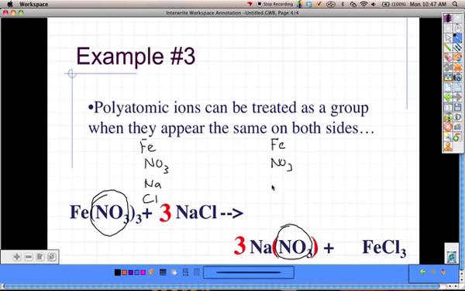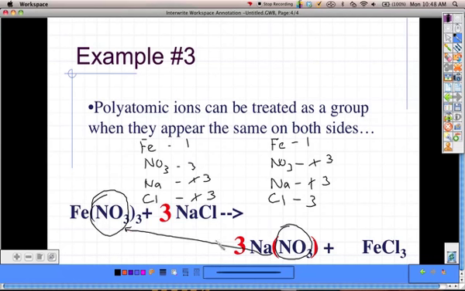Fe, NO3, Na, Cl. My irons, I have 1, nitrate 3, sodium 1, chlorine 1, iron 1, nitrate 1, sodium 1, chlorine 3. So if I put a 3, excuse me, in front of my NaCl and NaNO3, that changes my Nas both to 3, my Cls are at both 3, and my nitrates are both at 3. And again, I could do that because they were the same group on each side.